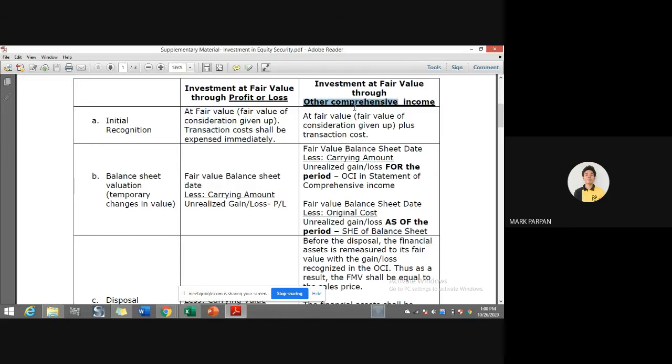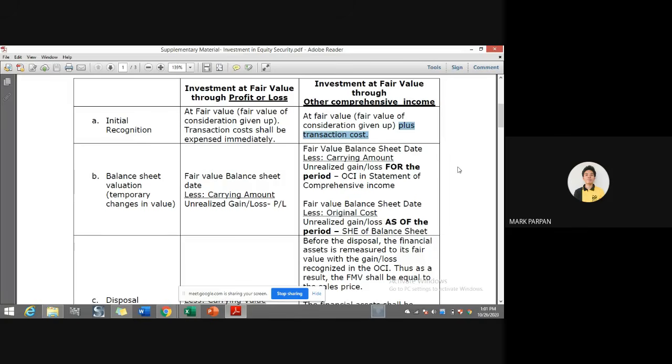But if it is through OCI, it is fair value, but you need to add the transaction cost. Okay? If through PL, transaction costs are expensed immediately. If through OCI, the transaction cost is capitalized, meaning plus transaction cost. Okay, I hope that's clear, no?